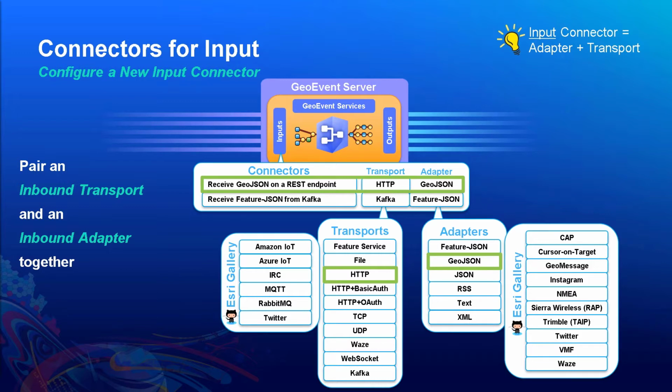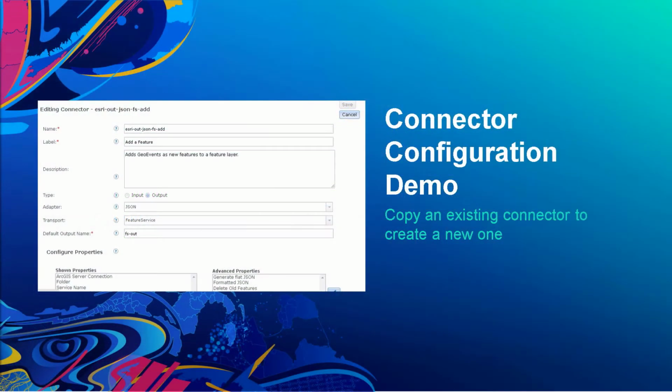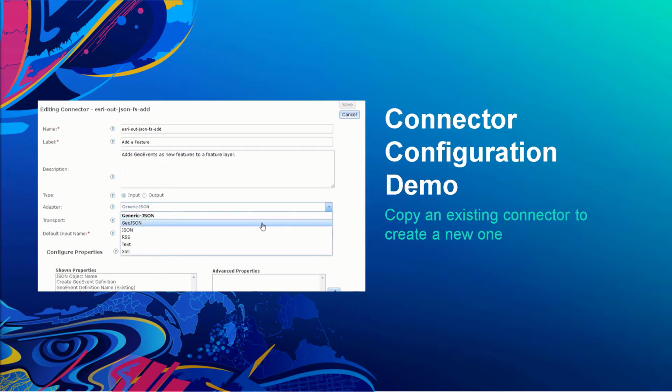The slide also shows the inbound transports and adapters that are available both out of the box and on the Esri gallery. Similar to inputs, the output connector is made up of an outbound adapter and outbound transport. For example, the send an email output connector is composed of a message formatter adapter and an SMTP transport. There are a variety of outbound transports and adapters that are available out of the box and on the Esri gallery. With that, I'm going to show a demo on configuring a new connector in the GeoEvent server.